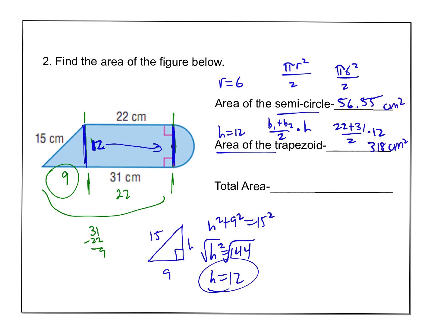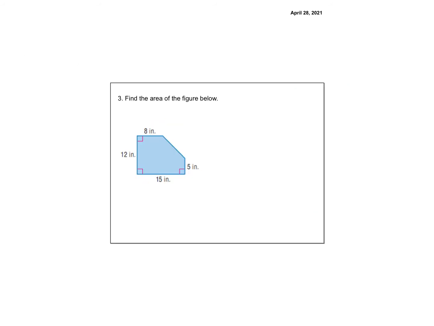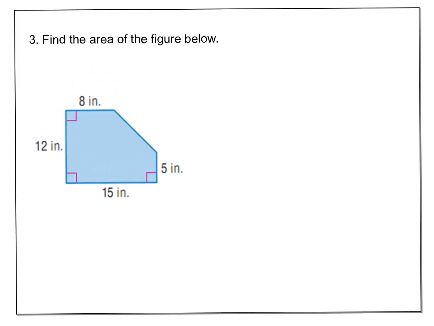This one's also centimeters squared. So I add the 56.55, so 374.55 centimeters squared. That's my answer. So it's nothing more than putting together the pieces that we've done before.